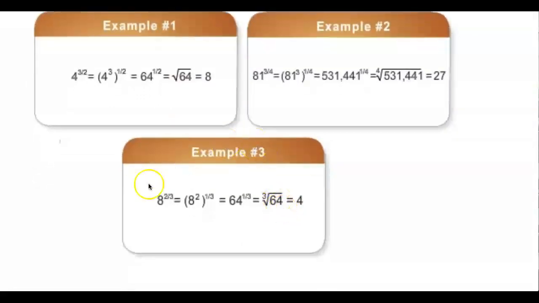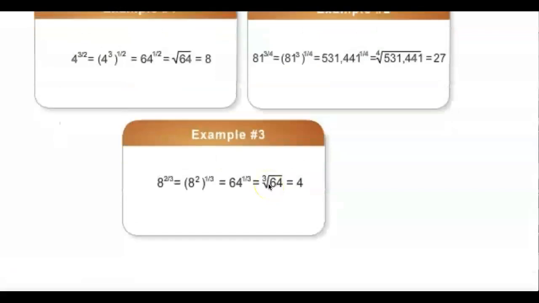If you look at example 3 here, 8 to the 2/3. That's saying 8 squared, and then we're going to take the cube root of it. 8 squared gives us 64. 64 to the 1/3, or the cube root, gives us 4.